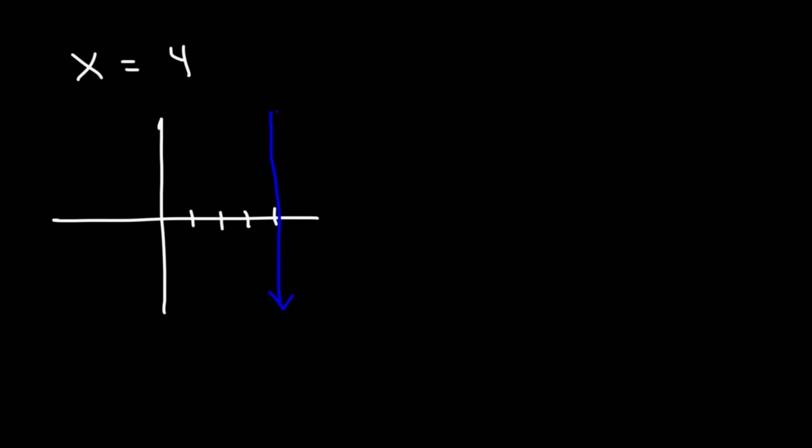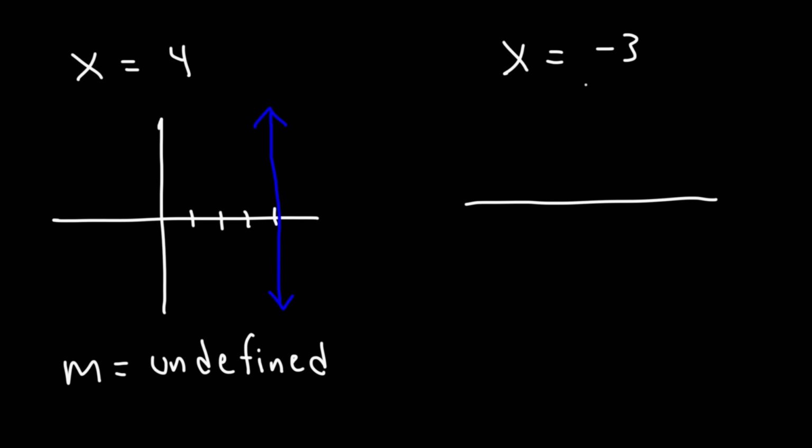Now, what if we wanted to graph x is equal to 4? In this case, we're going to have a vertical line at x equals 4. So this line will contain all points with the x coordinate x equals 4. The slope of that line is undefined. If we want to graph x is equal to negative 3, it's simply going to be a vertical line touching all points with the x coordinate negative 3. So that's how we can graph that.